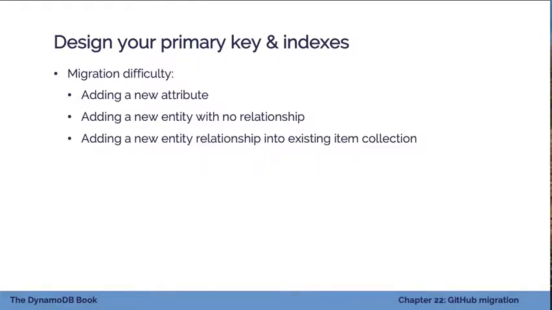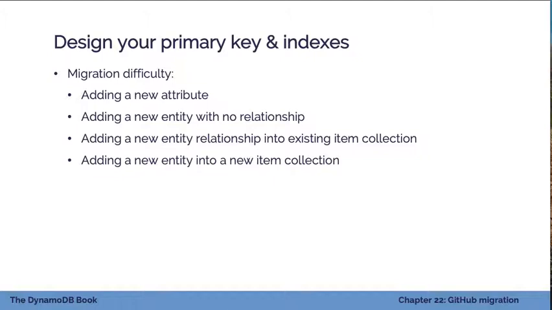The next level of difficulty is adding a new entity that has a relationship but into an existing item collection. So maybe you have a parent item and you're adding a new type of entity that's related to that item, but there's an existing item collection that you can just slide that right into. If that works out, that's great. It's easy to add. You just have to update your application code without changing any items in DynamoDB.